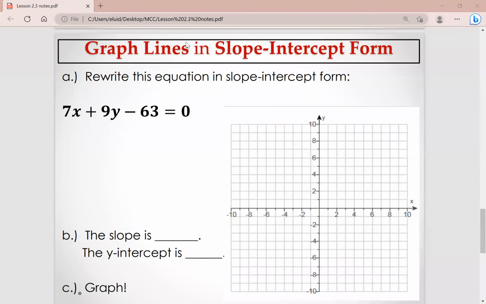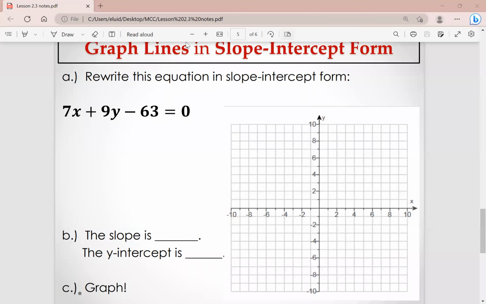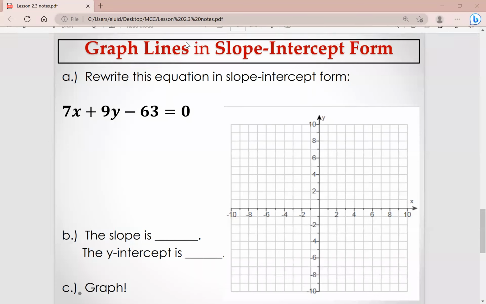So here's our equation, 7x plus 9y minus 63 equals 0. So clearly this is not in slope-intercept form.